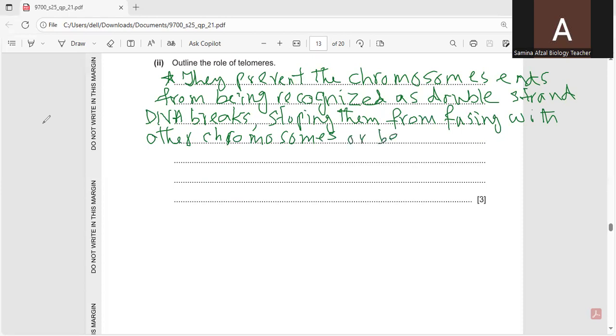Or being degraded by repair enzymes, by DNA repair enzymes.